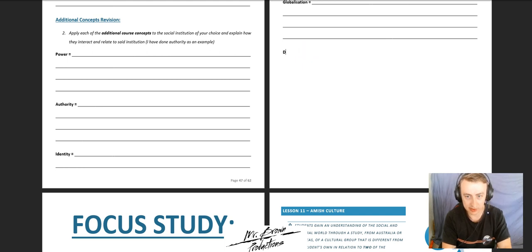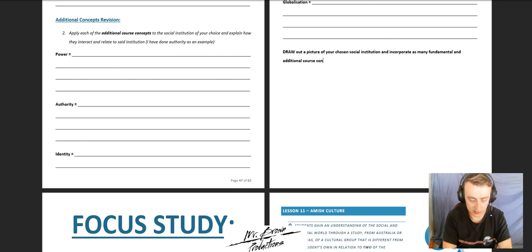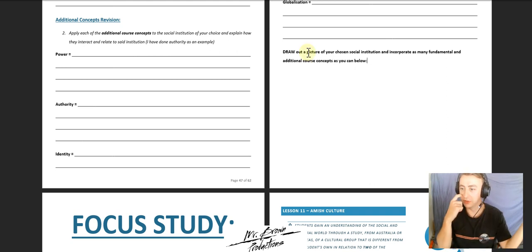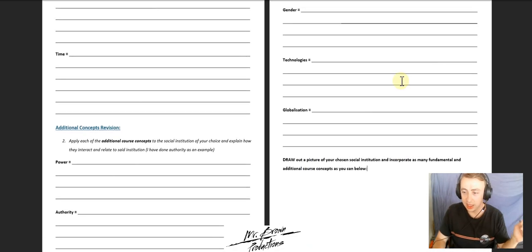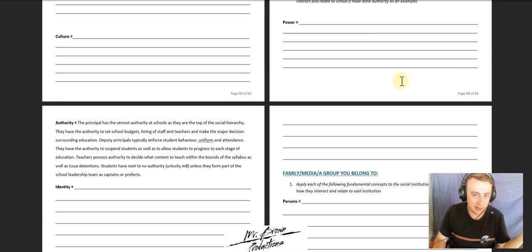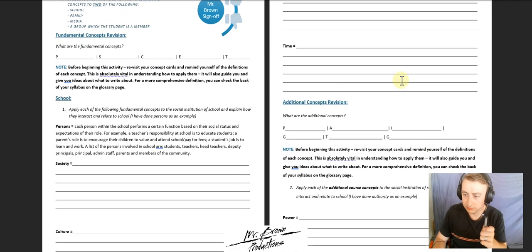So write this: draw out a picture of your chosen social institution and incorporate as many fundamental and additional course concepts as you can below. Beautiful. How fun does that sound? So let's do that. That's this lesson, lesson 10. Thank you very much.